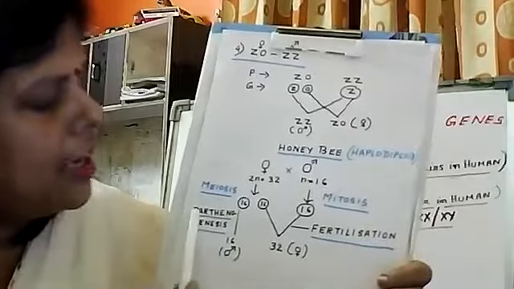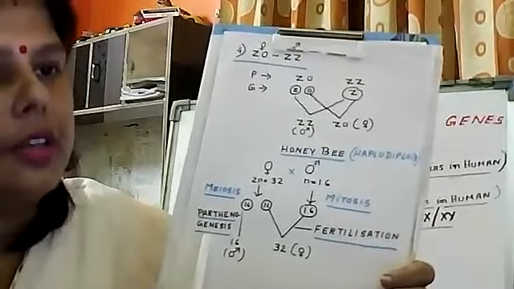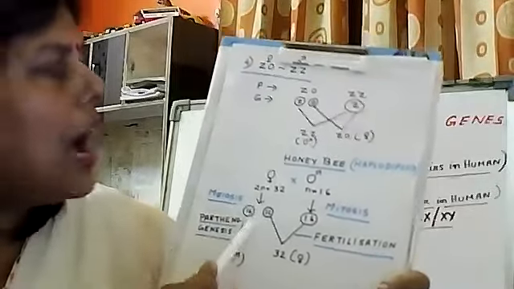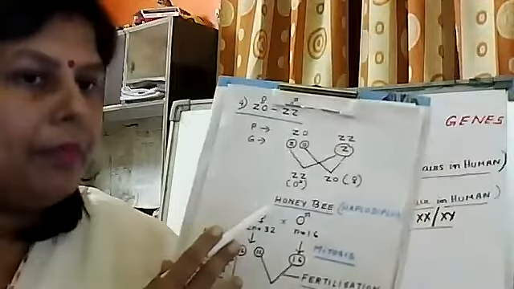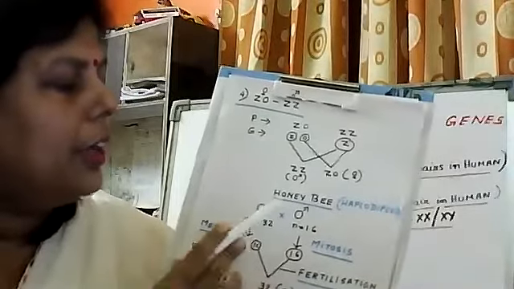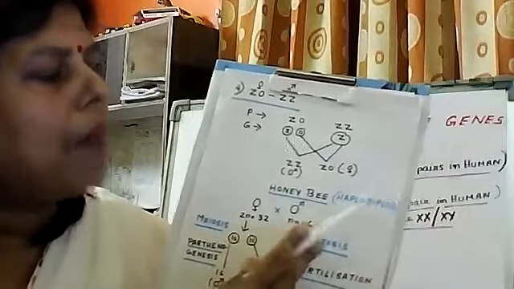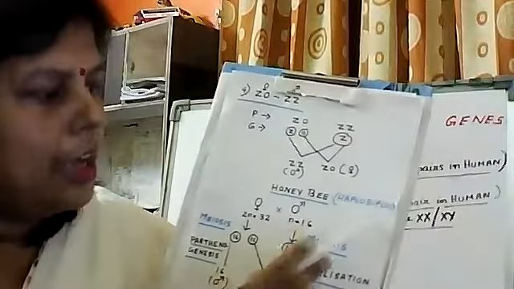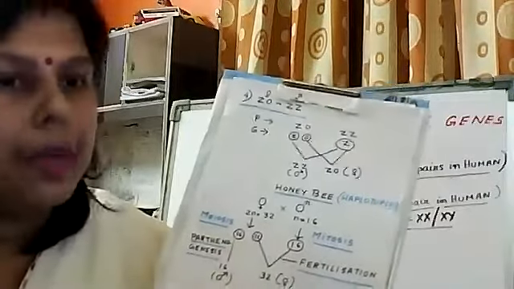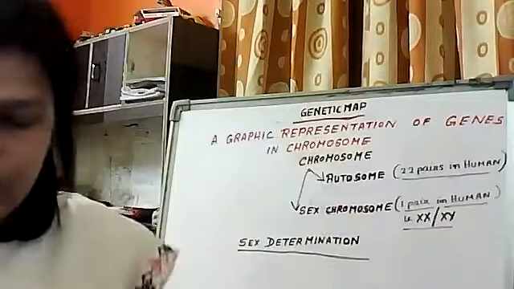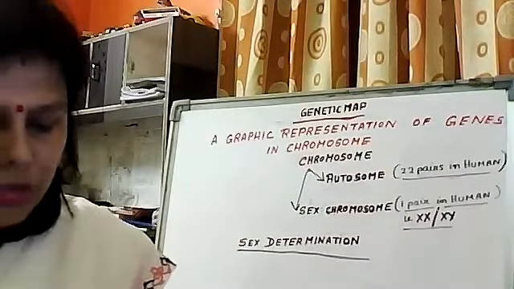And in that case, it is said to be parthenogenesis. So this much you have to know about the sex determination. Sometimes the question you may get related with the honeybee is why the term haplodiploid is used to explain the honeybee sex determination. So this much you have to know.